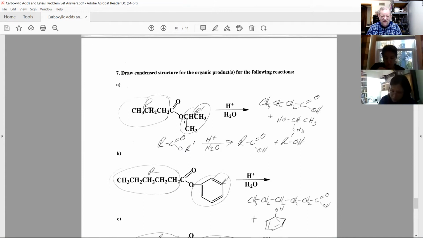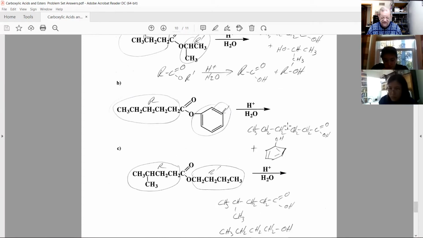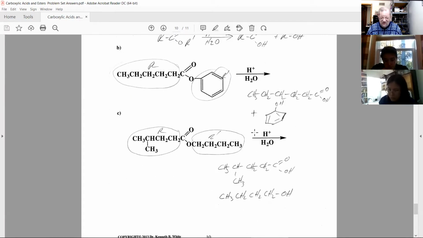Remember, the carbon with the oxygen will be the carbon with the hydroxyl group in R prime. So if I have here, here's my R group. Therefore, this is my carboxylic acid. Here's my R prime. Here's my alcohol. And all I did was put some big scary R groups there for you to practice with.